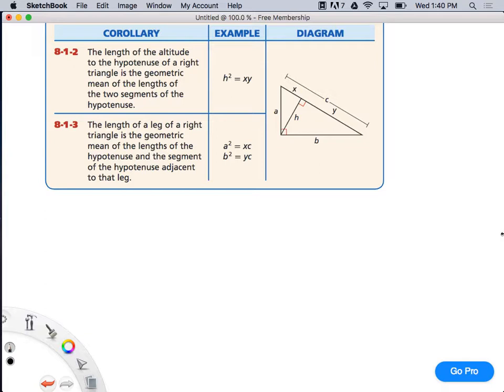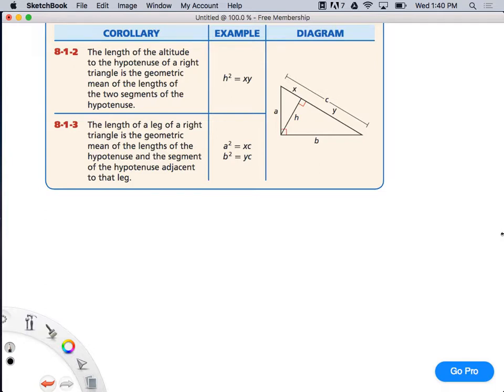Flip back to the previous page. Read what it says right at the very top of your paper. There you go. So h equals the square root of xy, so h is the geometric mean of x and y. Does that make sense? Okay, so that's what we just found.